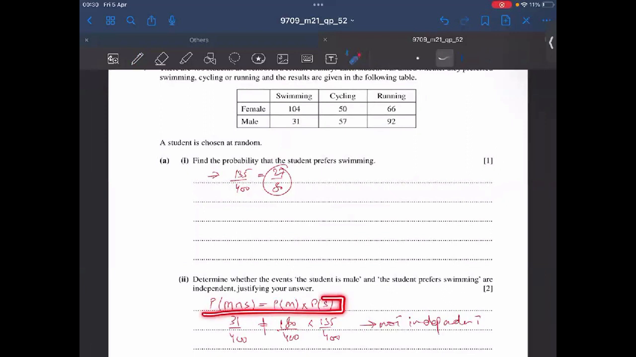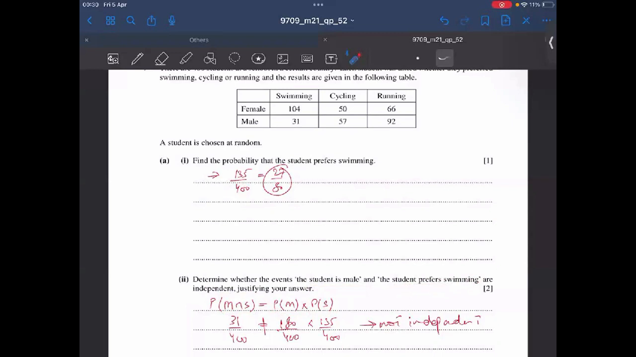This is the equation that you use to check whether the events are independent or not. So the probability that a student is male is taken as PM. The probability that the student prefers swimming is taken as PS. And the product of these two probabilities must be equal to the probability of M intersection S, that is, the student must be a male and he prefers swimming. So if the equation is satisfied, then the events are said to be independent.